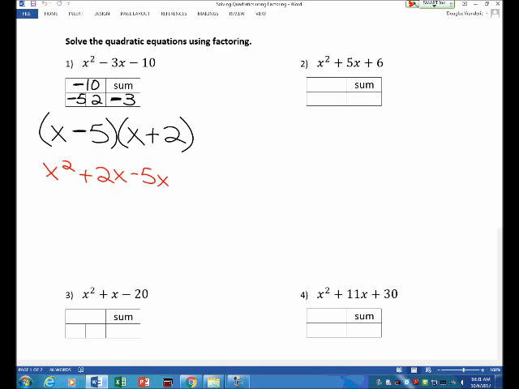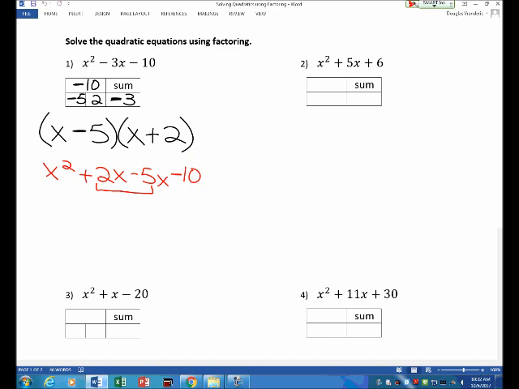What's negative 5 times 2? Now, I told you that this is the same as that, but it doesn't look the same. Why not? What happens when you combine those like terms? So the reason I told you not to write it is because this factored form is the same as this standard form. They're just in different forms. They're the same problem.